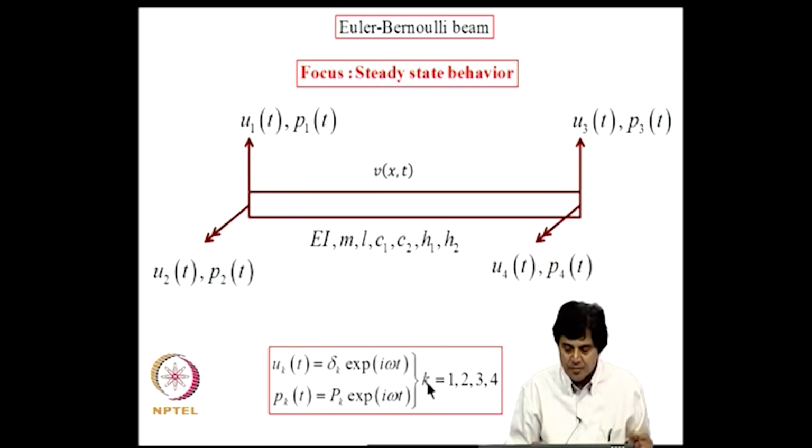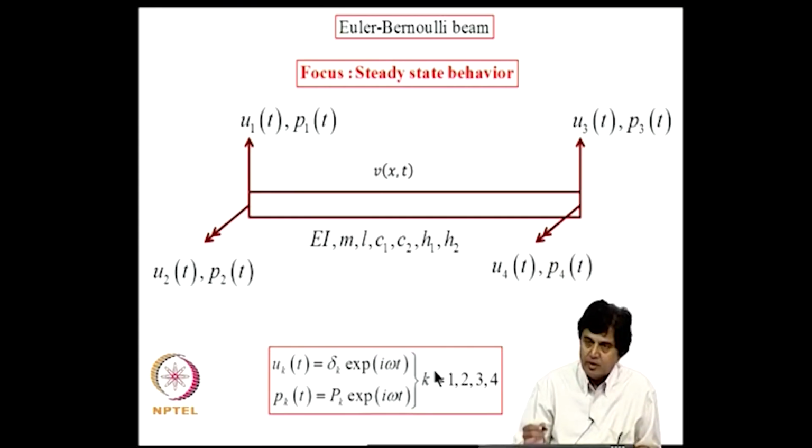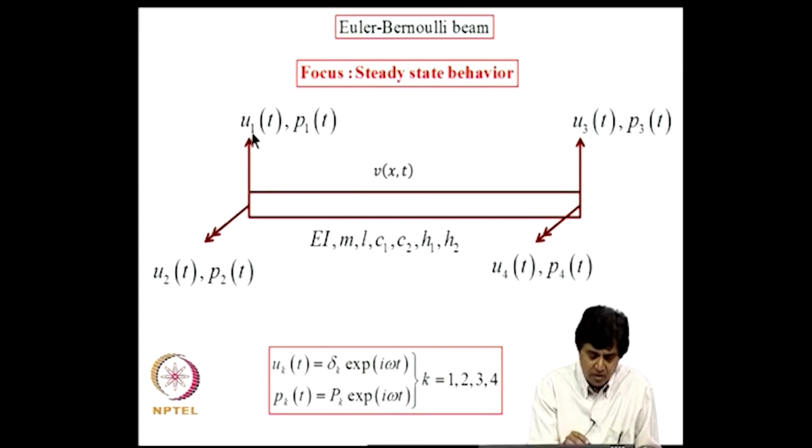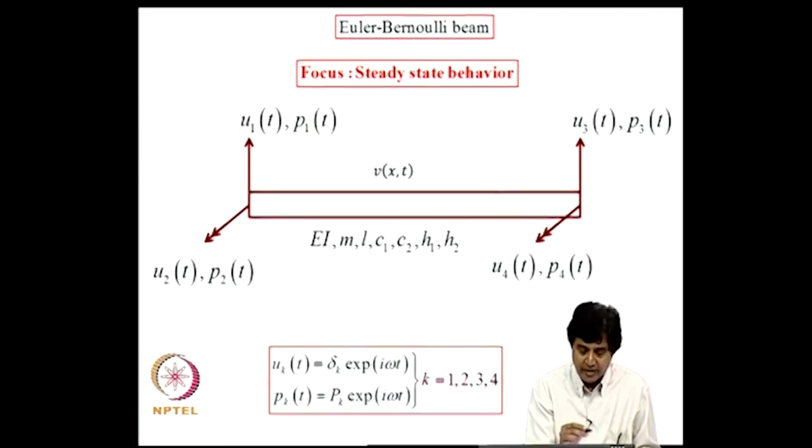Similarly, for the Euler-Bernoulli beam, we can do a similar exercise. The system states would now consist of translation, slope, bending moment, and shear force. So the state vector is 4 cross 1, and the transfer matrix will be 4 by 4. How do we get that?